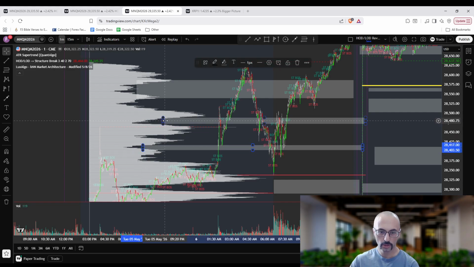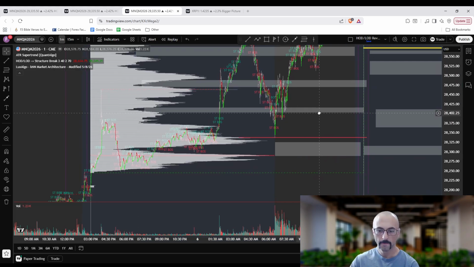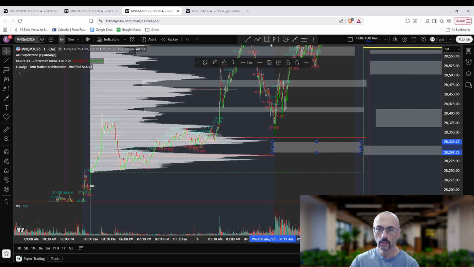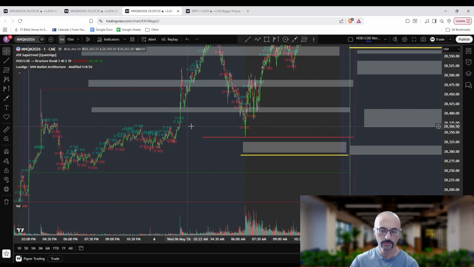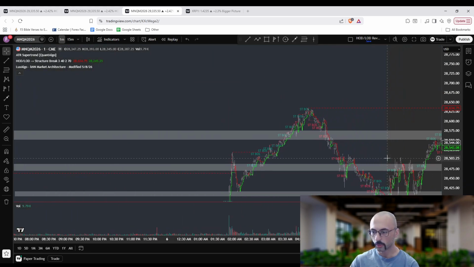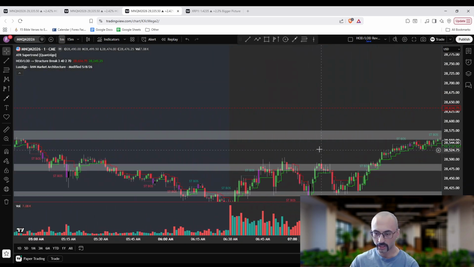I'm looking at the furthest pullback areas. If there's a cluster, 1, 2, 3, I'm looking at the biggest pullback, which would have been here. Down here as well. And then the overnight point of control is down here, which at that point is so far away. Let's see this real quick if we got anything here.